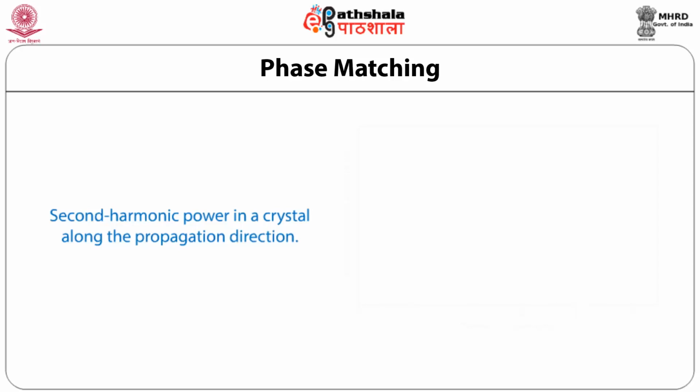The effect on the second harmonic power conversion in a crystal along the propagation direction is demonstrated in the figure. Here, the solid curve is observed during phase matching that indicates growth of power proportional to the square of the propagation distance. The dashed curve represents the power during non-phase matching, with the second harmonic power oscillating between 0 and a small value.